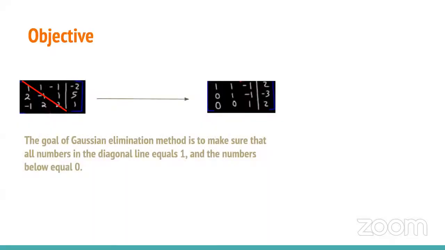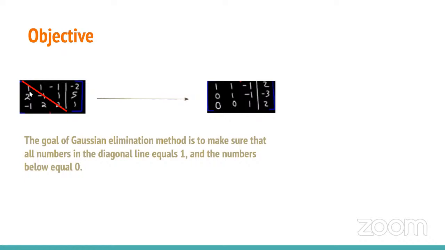What is the objective of Gaussian elimination? If we look at the images on the screen, you will see that there are two images. In the first image, there's a red line on the diagonal numbers. The goal of this method is to make all the numbers on the diagonal 1, as we can see in the second diagram beside it. And the numbers below the diagonal line all have to be 0. So that is the goal and the objective of Gaussian elimination.